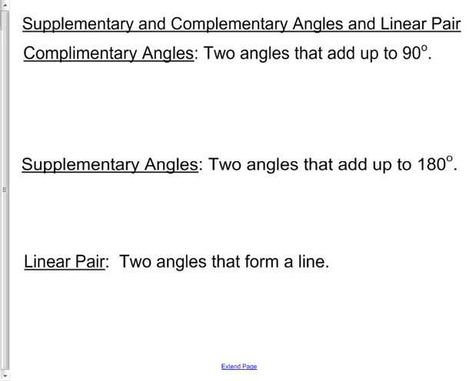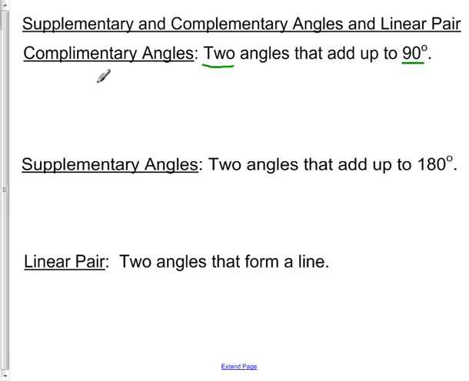Okay, and then the last three terms that we're going to talk about for this video are complementary angles, supplementary angles, and linear pair, and I alluded to these earlier. So complementary angles are two angles that add up to 90 degrees. It's two angles, only two angles, that add up to 90 degrees. So this is the other key part.